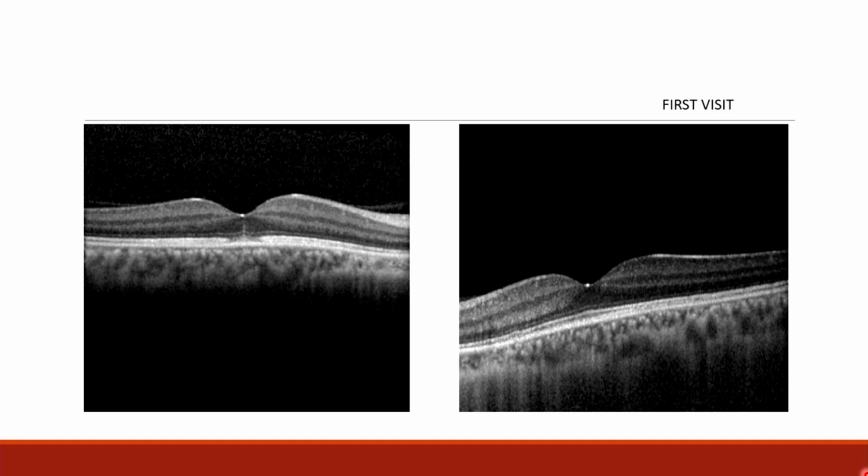The ellipsoid zone and the interdigitation zone are again disrupted here also, but the difference in this case is that we see the retinal pigment epithelium is slightly thickened, and just above it the irregularity is present, while the left eye was within normal limits.